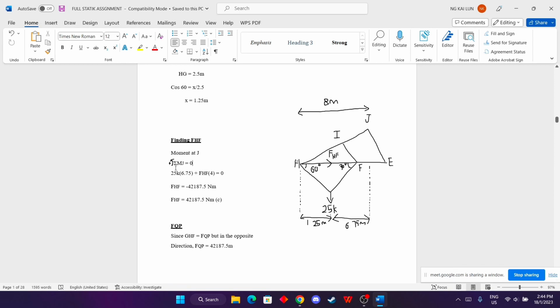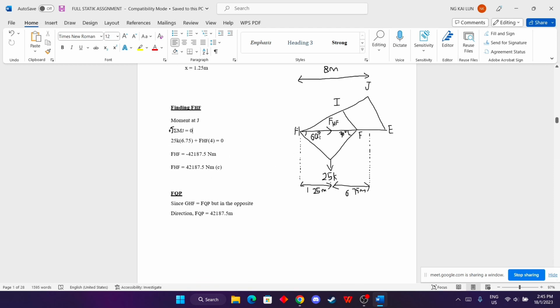And then we take the moment at J, 25 kilonewton times its perpendicular length, which is 6.75 meter, plus force HF times 4 meter, which is the height here. J to H is 4 meter. And then from here, we will get negative 42187.5 Newton meter, which is also equal to 42187.5 Newton meter, but for the compression. Which means the arrow, instead of going to the right side, is going to the left side.